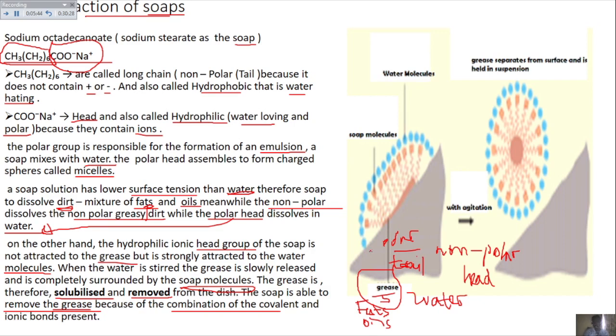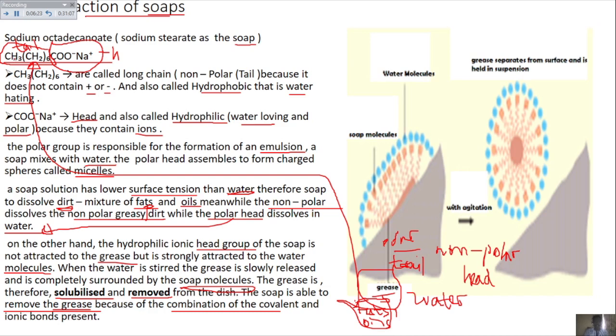Meanwhile, the soap is coming from sodium octadecanoate, which is having what? The head and the tail. Now, when you look at this particular thing, what happened? This one is not polar. The non-polar will go to the tail of the soap and begin to fight each other.